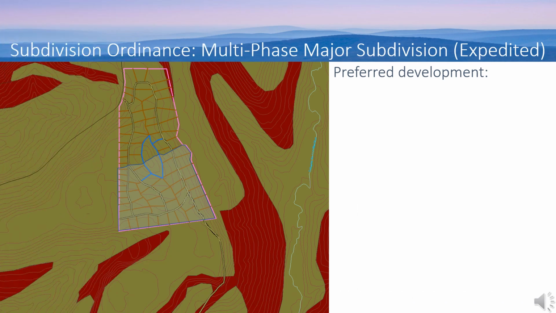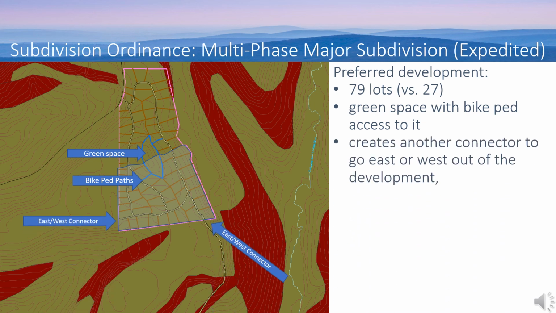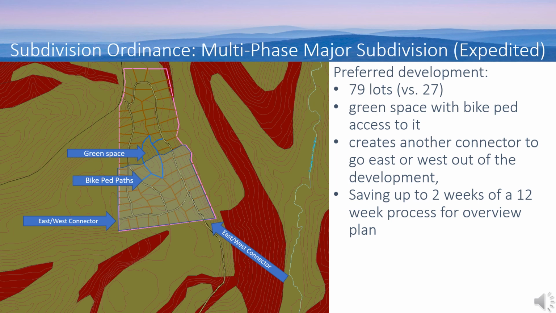For our example, the preferred development would allow developers to work with the MCPC and create 79 lots with a common green space area for all residents on a large steep hill, which would be very difficult to build on anyways. There would be bike paths as shown in blue, and this development creates another connector to go east or west out of the development, where the DOT could eventually create a connector road allowing for safer access to the subdivision, saving possibly up to 2 weeks out of a 12-week process for the overview plan, and 45 days for the expedited design of each phase.